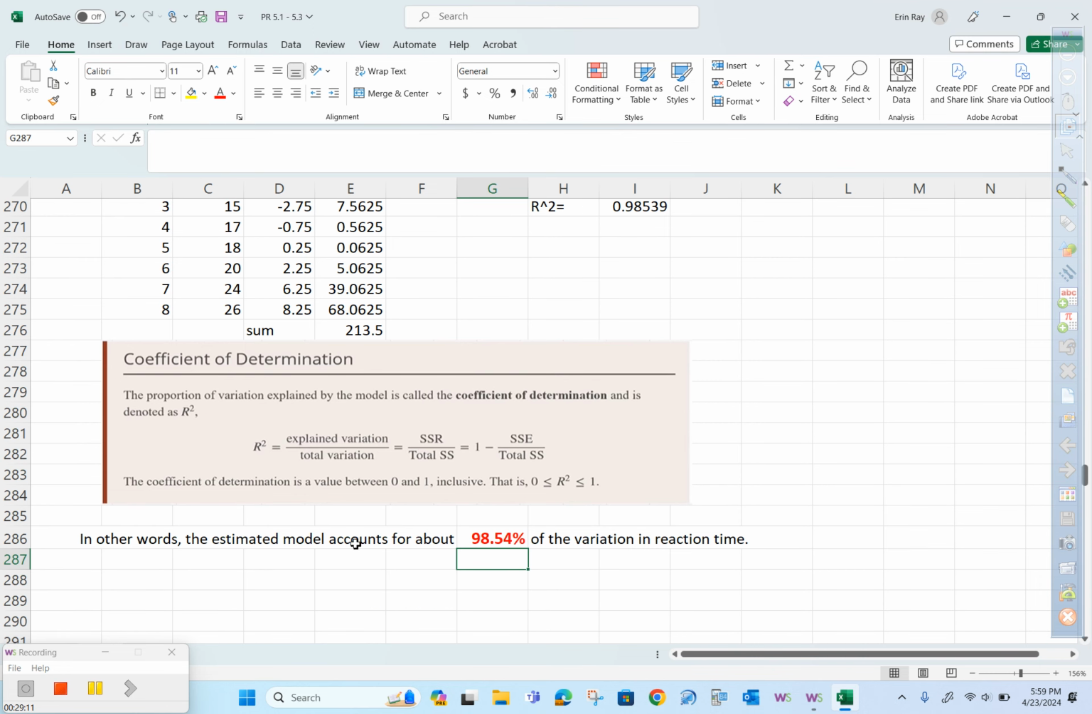Okay, so what I want you to add below here, your estimated model is always going to be the line of best fit.